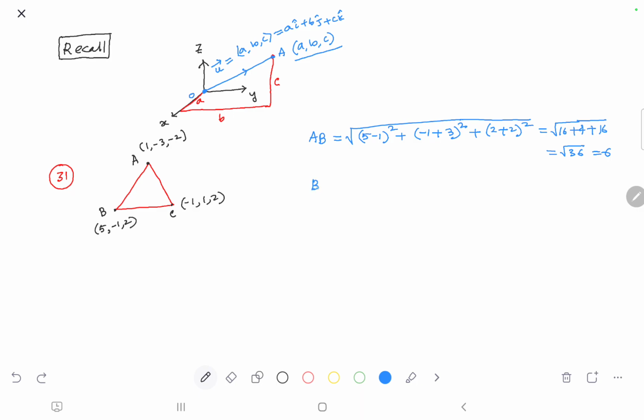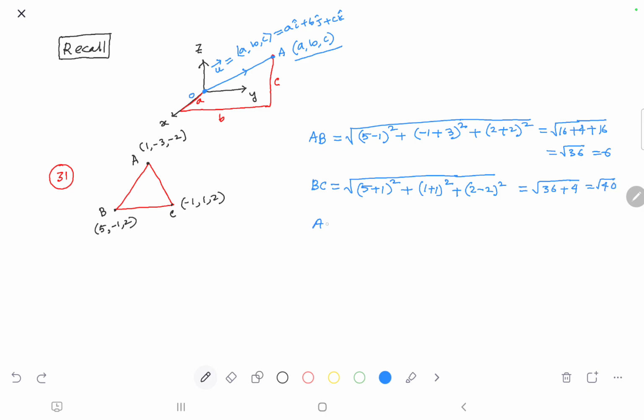Similarly, calculate BC. The BC length will be what? Square root of (5 plus 1) whole square. This exercise is very easy. Mathematically, we are just calculating the lengths of the sides of the triangle where the coordinates of the vertices are given. So this one is 36 plus 4, so this is square root of 40.